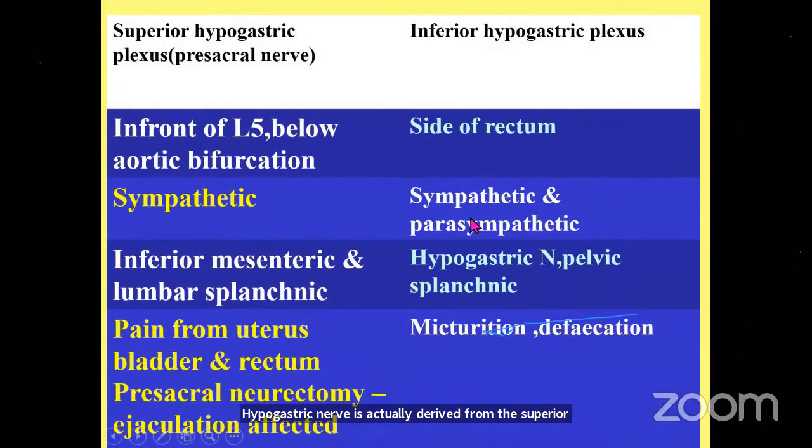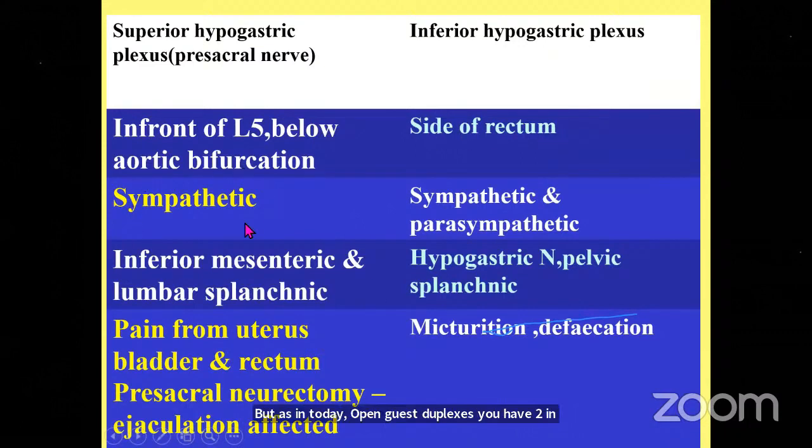I would like to share this slide with you. Very, very important, and you will get a lot of questions from it. The superior hypogastric plexus is otherwise known as the presacral nerve. It is seen in front of the L5 vertebra below the aortic bifurcation, whereas the inferior hypogastric plexuses, you have two in number, on either side of the rectum.